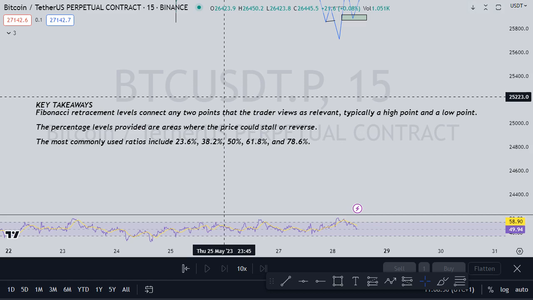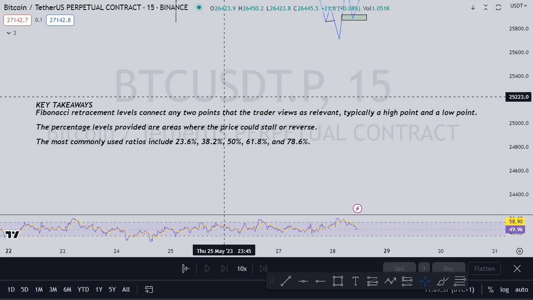Okay, so what are the key takeaways for Fibonacci retracement levels? Fibonacci retracement levels is an analytical tool that you can use to connect any 2 points that you see as relevant, typically a high and a low on a chart. And this fib level has percentage levels provided that indicates where price could stall or reverse. The most commonly used ratios are 23.6, 38.2, the 50%, 61.8, and 78.6 levels.